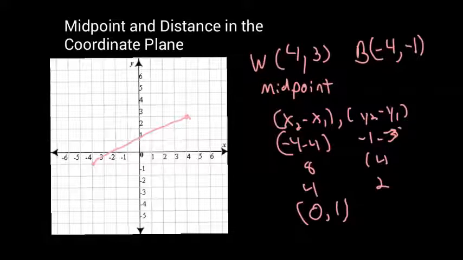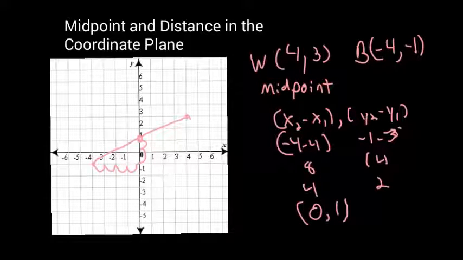You can also just do it on the graph. We know we need to go 4 and 2. So we're going to go 4 on our x: 1, 2, 3, 4. 2 on our y: 1, 2. And we're at (0, 1). So you can do it on the graph or you can do it with just the numbers.